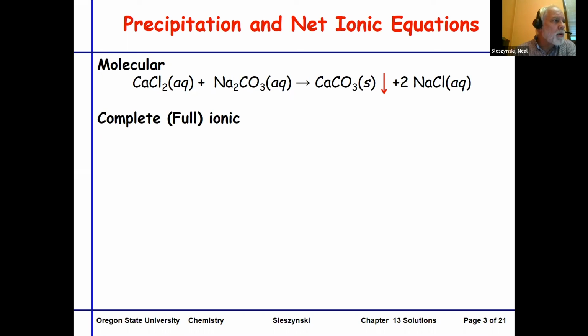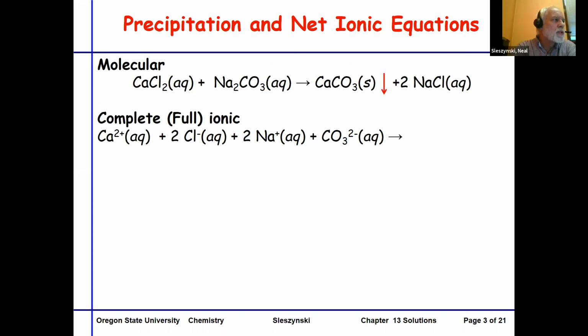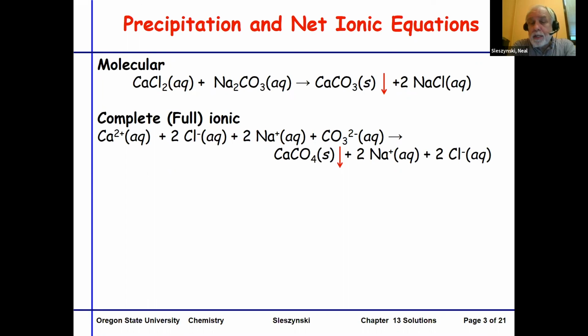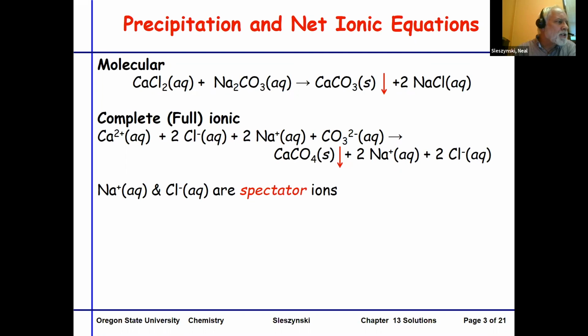Following up with our complete or full ionic equation, we start out with calcium and chloride ions separated, dissolved in solution, sodium and carbonate ions separated, dissolved in solution. And our overall reaction then shows us that calcium carbonate precipitates out, that sodium and chloride ions stay in solution. And I see I have a mistake in this slide. It should be CaCO3, calcium carbonate. Again, sodium and chloride are spectator ions in this reaction. They're not involved in the reaction.